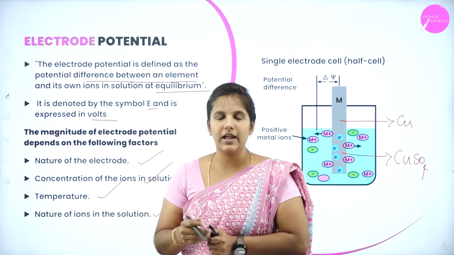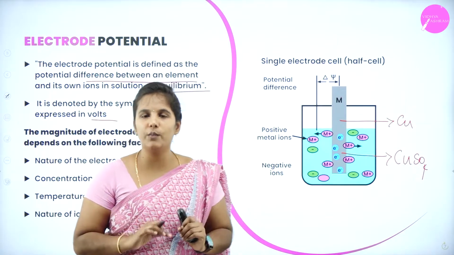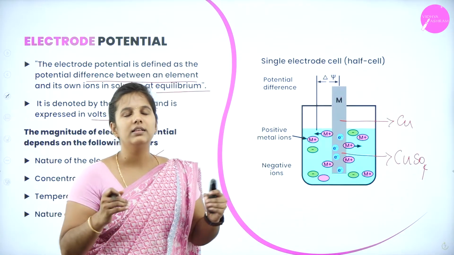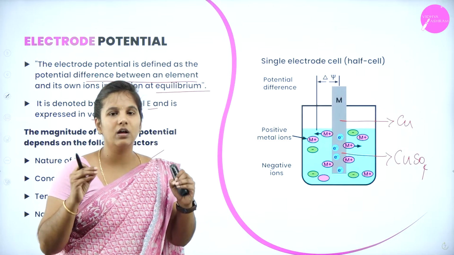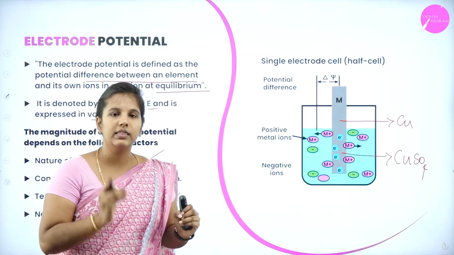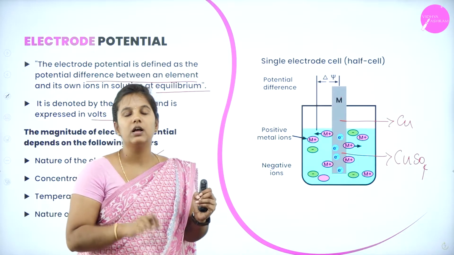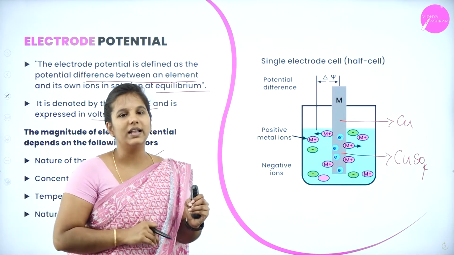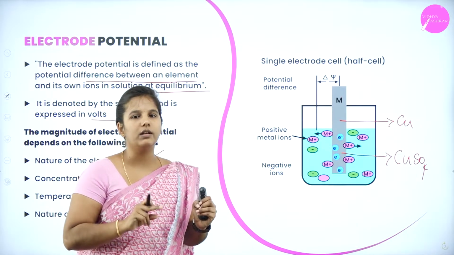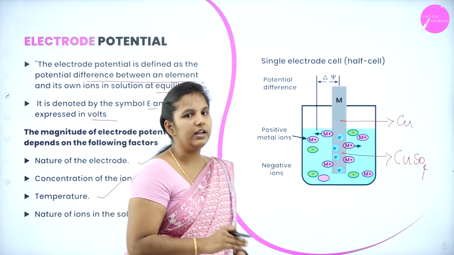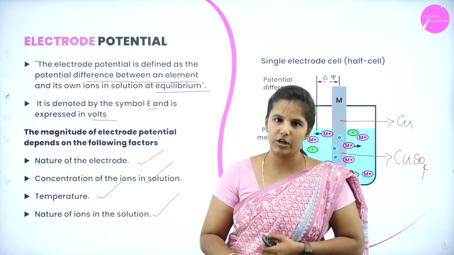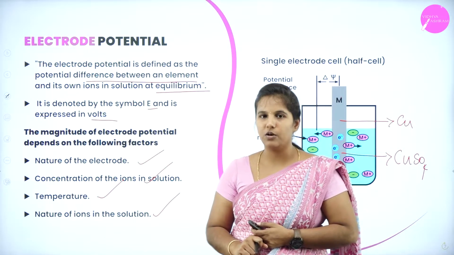Suppose you consider an electrolyte that does not form positive and negative ions, then we cannot expect an electrode potential. That is why whatever electrolyte you take must form both positively charged and negatively charged ions in the electrolytic solution. So these are the factors on which the electrode potential depends. Hope you all understood this topic.